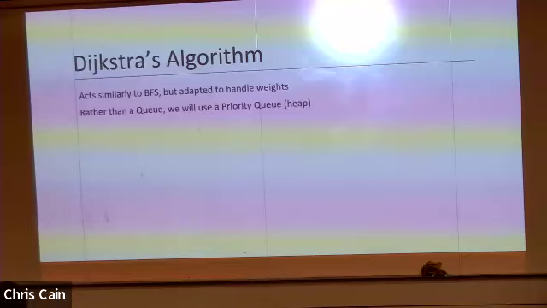Because of this, we can't use just a queue. We have to use a priority queue, which of course uses a heap underneath the hood. We talked about this as one of the many applications of heaps, but using a priority queue, you can now remove the vertex that is going to be the next one to visit based on that cumulative edge weight from the source to that vertex.